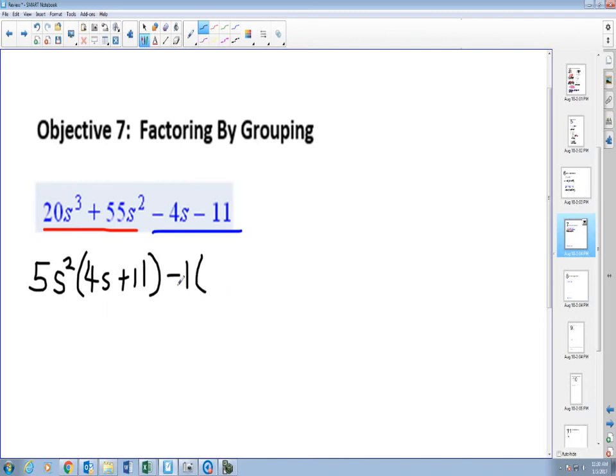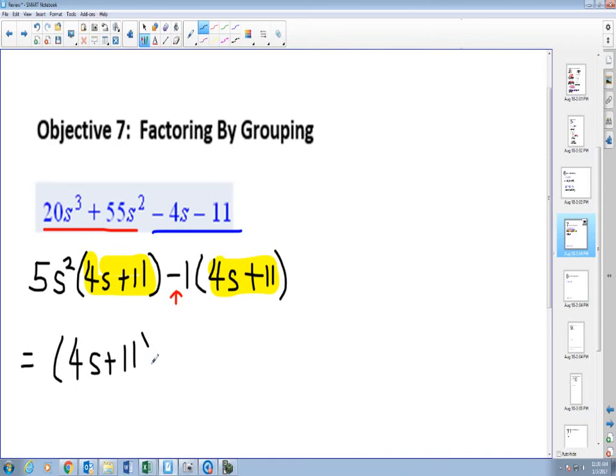Because if I factor out negative 1, that means this negative 1 will go to negative 4s, positive 4s times. Negative 1 going to negative 11, positive 11 times. Okay, got to have these 2 parentheses match first. So when these 2 parentheses match, right now there's a subtraction sign here, so that means I got 2 terms. And what's the same between the 2 terms is the 4s plus 11. So the 4s plus 11 becomes my greatest common factor. Because its 2 terms represent 1 greatest common factor, I got to put them in the parentheses.